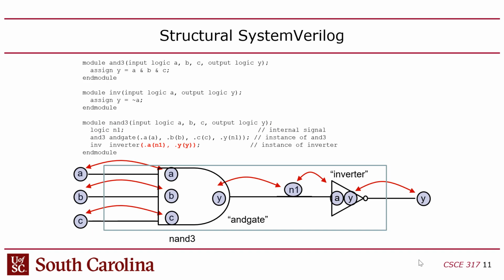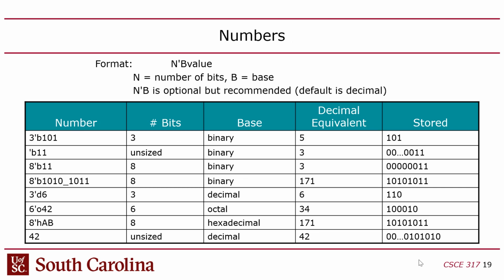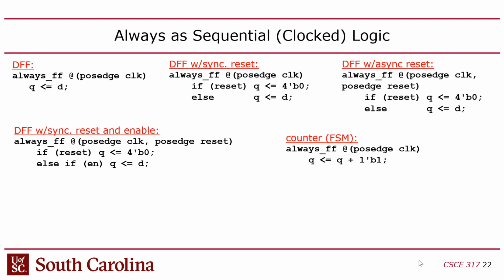These are actually slides I got from my 611 lecture for the most part. We talked about syntax, numbers, the always statement, and we talked about various ways to build sequential logic. This stuff is important for you guys because in this class we want to be able to create an IP block that talks to the CPU. We're using the Avalon bus, and bus communication is done with state machines.